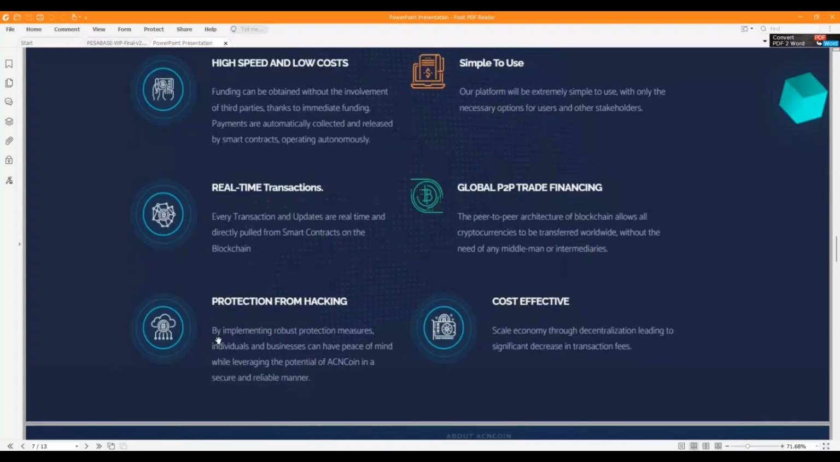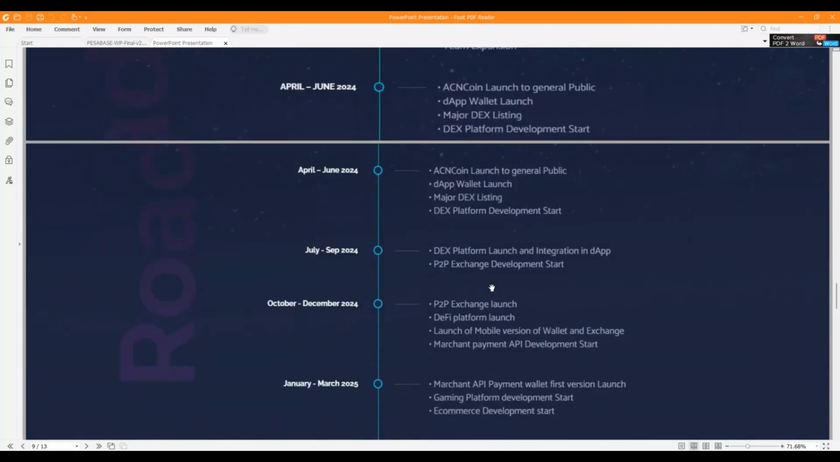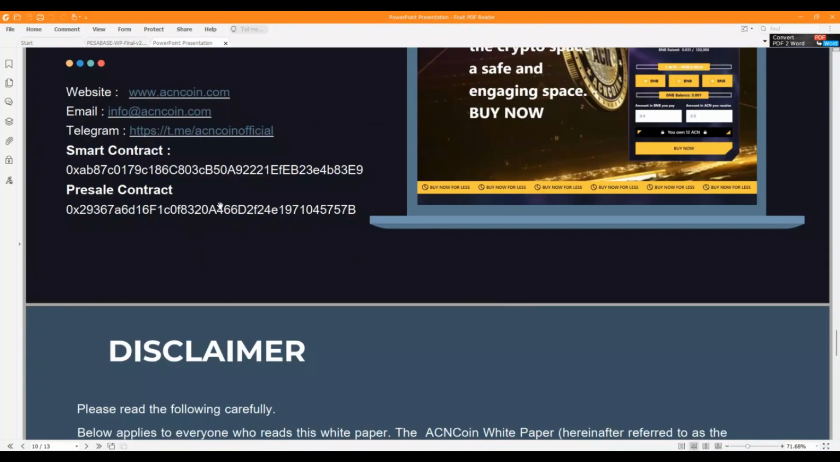Protection from hacking. By implementing robust protection measures, individuals and businesses can have peace of mind while leveraging the potential of ACN coin in a secure and reliable manner. On whose network? Cost effective. What's the difference? The scale economy through decentralization leading to a significant decrease in transaction fees. Now, what is the difference between cost effective and high speed and low cost? They're basically repeating the same thing. So they have a roadmap here. What they've tried to do is make this look as genuine as possible.